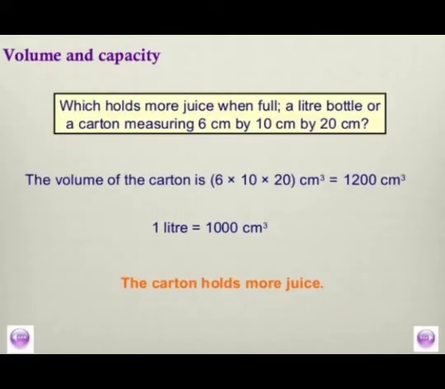So in volume and capacity, which holds more juice when full? A liter bottle or a carton measuring 6 centimeters by 10 centimeters by 20 centimeters. The volume of the carton is 6 times 10 times 20 cubic centimeters, which is equal to 1200 cubic centimeters. 1 liter is equal to 1000 cubic centimeters. The carton holds more juice.